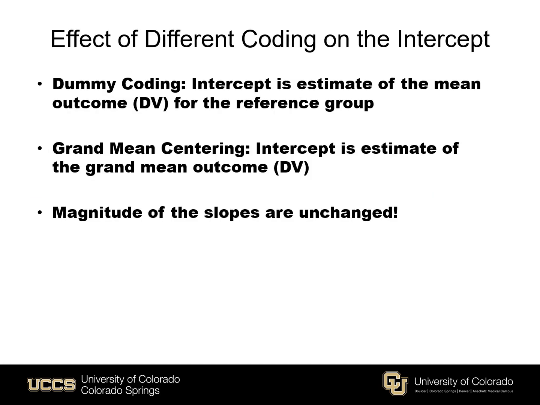So let's review the effect of different coding schemes on the intercept of the model. We saw previously that when we dummy code, the intercept is the estimate of the mean outcome for the dependent variable for the reference group. However, if we grand mean center all the independent variables, the intercept now becomes an estimate of the overall grand mean of the dependent variable for everyone. But regardless of the coding scheme, the slope in front of the centered or the uncentered variable remains unchanged.